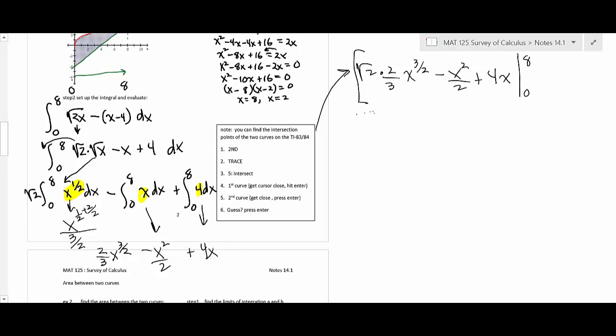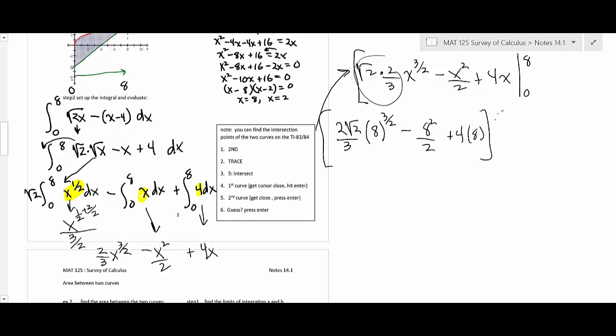So what we're going to do on this then is, this gets a little messy. I'm going to write this as 2 root 2 over 3, and then we're going to plug in the upper limit. So we're going to have 8 to the 3/2. We'll talk in a minute about how you do that. And then minus, now plug the 8 into the next thing. So that's 8 to the second over 2. Then plug it into the 4x. Okay, that's the first part.